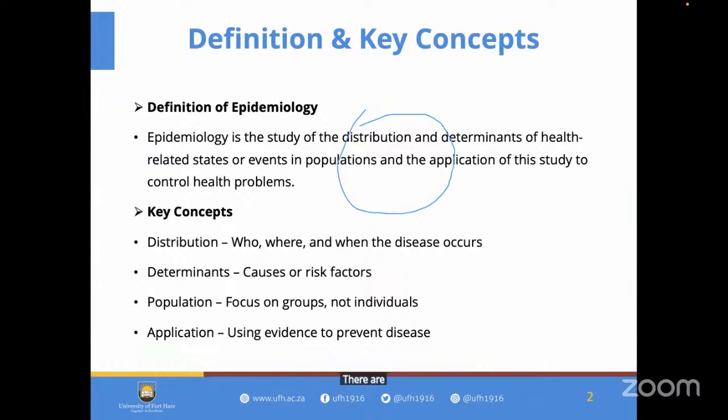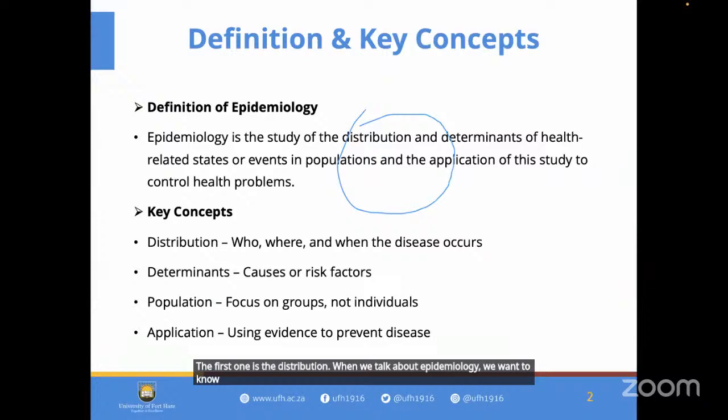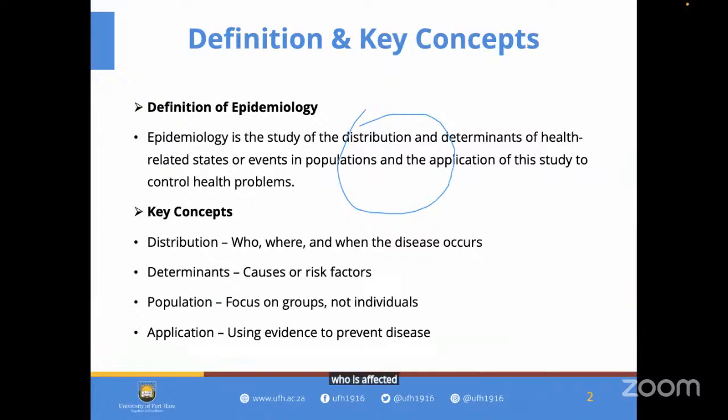There are four key concepts in epi. The first one is distribution. When we talk about epidemiology, we want to know who is affected, where there's a health-related issue or problem, and when the disease occurs. The other concept is determinants, which talks about the causes or the risk factors of any health-related events.